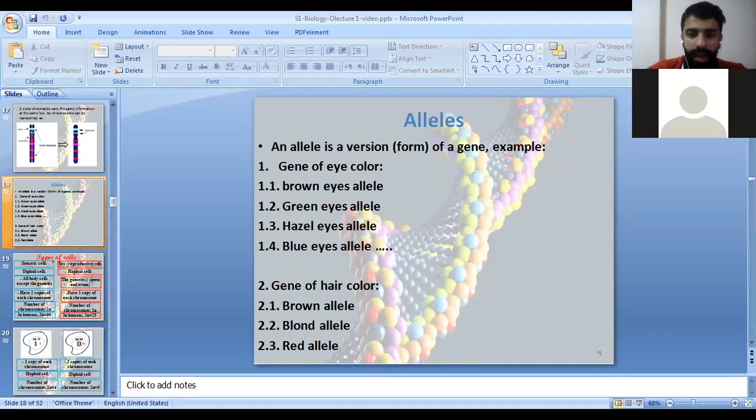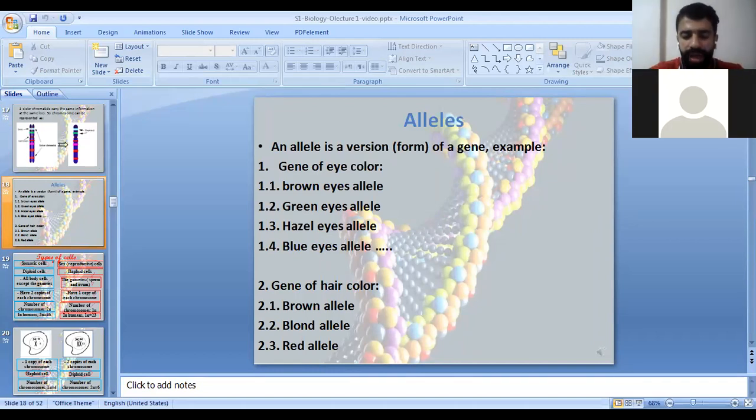What is an allele? An allele is a version or a form of a gene. For example, for the gene of eye color, we have the brown allele, the green allele, the hazel allele, the blue eye allele. All of them are alleles. So an allele is a version or a form of a gene.